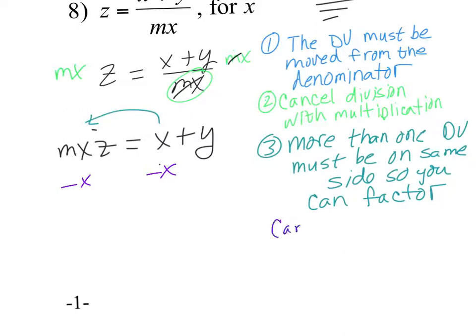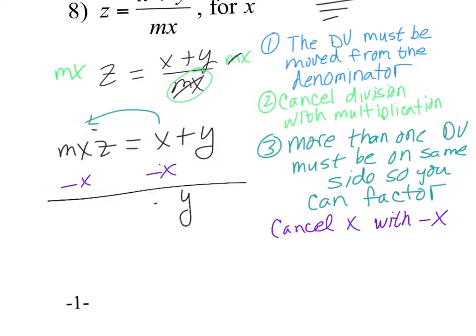So cancel x with a minus x. Over on the right-hand side, we now have the y. And then over on the left, remember, don't do this. This is the part I see a lot of people doing wrong. They have an mxz, so they think if I subtract an x, that's going to leave me with mz. That is not correct. Remember that these are not like terms, so you can't actually combine them.